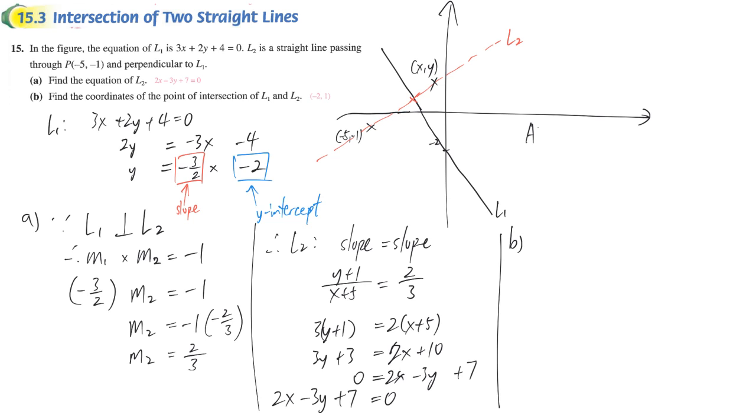To solve it is typical. That means at the intersection point, we are solving simultaneous equations. It fulfills L1, the first equation, and also fulfills the second line equation. And then just solve it by yourself. Make your own decision how to solve it.